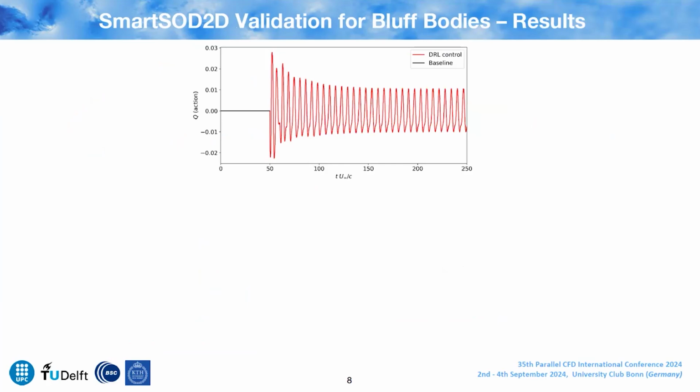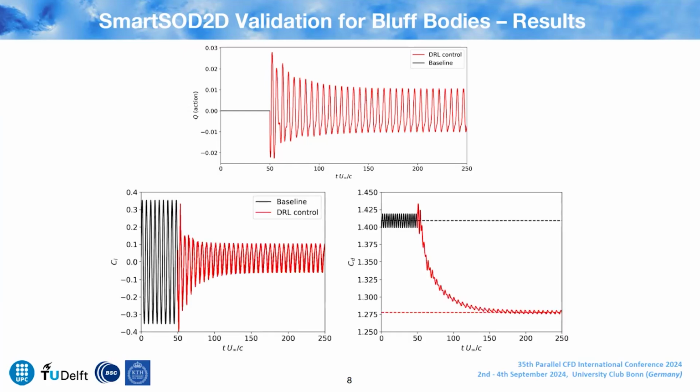So once we train the model, these are the results using the learned policy. We start applying the DRL control at the time unit equal to 50. So you see, this is the action. You see how at the beginning we have a little transient and it converges to a periodic, nearly periodic control. And here I'm showing you the lift and drag coefficients. You see how after applying the DRL control, the lift coefficient amplitude reduces considerably.